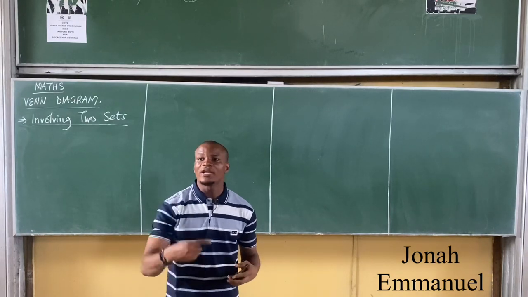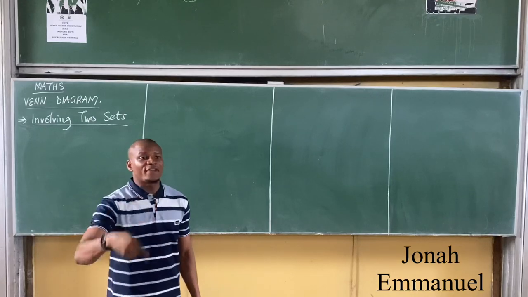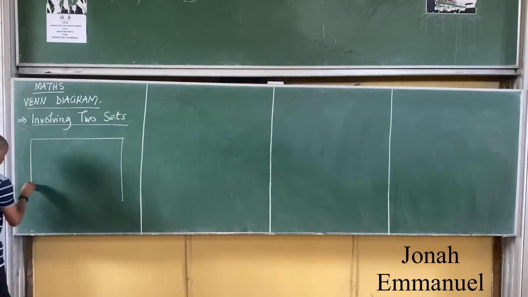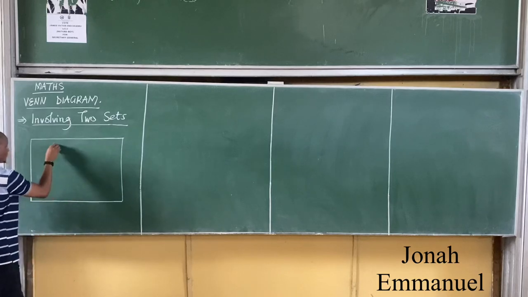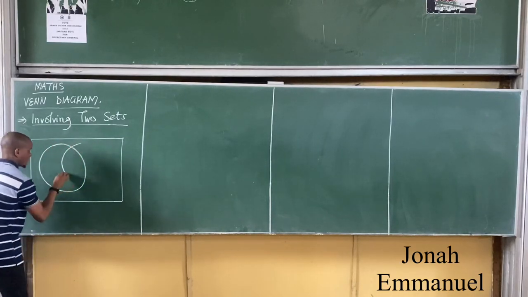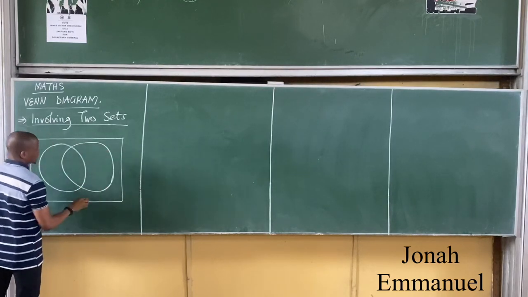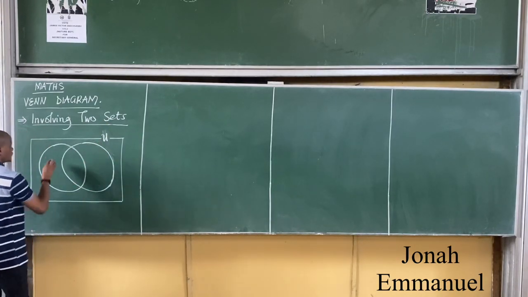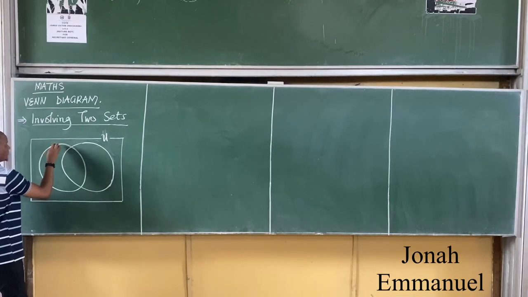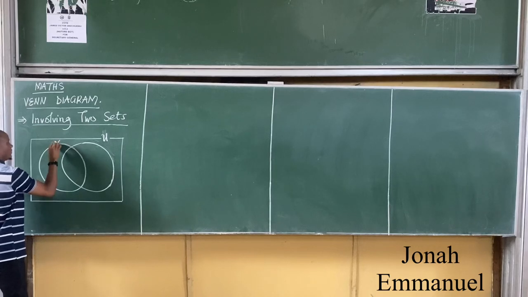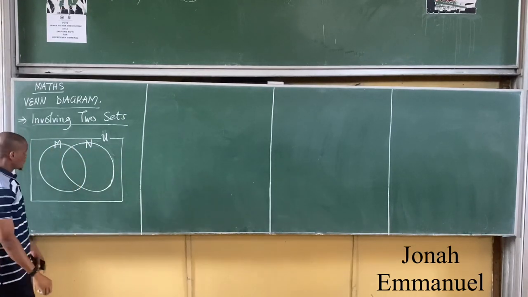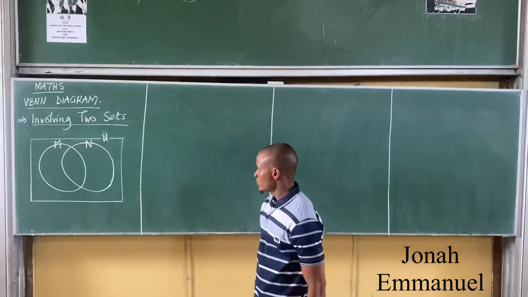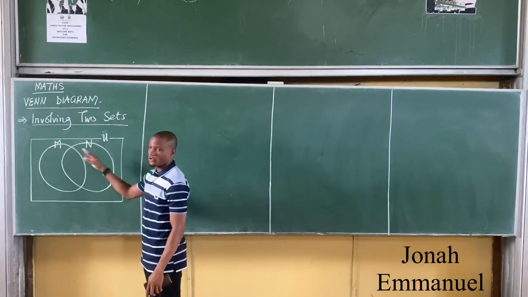Please take down: the model Venn diagram for two sets is given below. We'll call this U, this M, and this F. So for a Venn diagram involving two sets, let's say you have two sets, M and N. This is how you draw the Venn diagram.